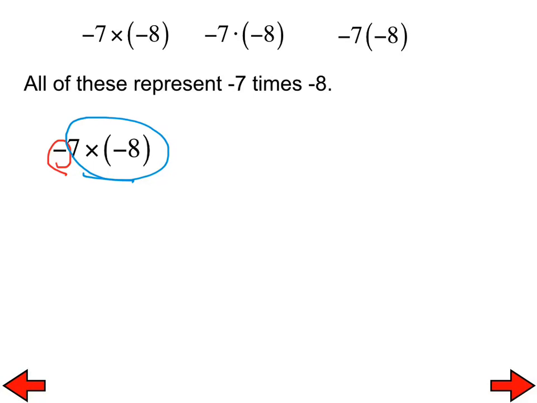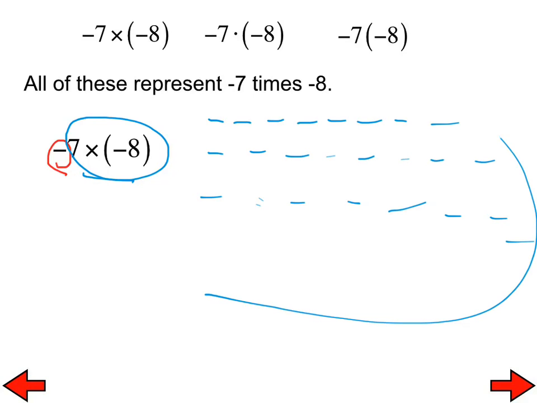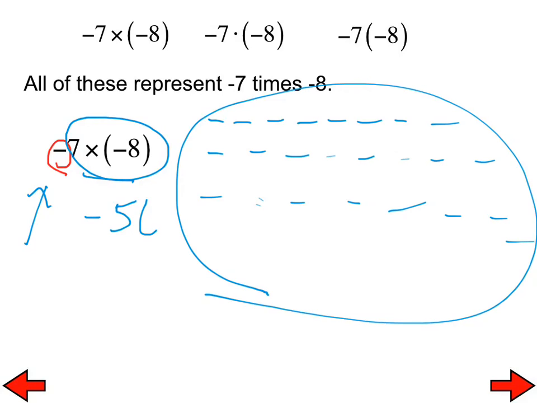So it's here that you have to decide what works best for you. You might think 7 groups of 8 negatives. 1, 2, 3, 4, 5, 6, 7, 8. There's one group. 1, 2, 3, 4, 5, 6, 7, 8. And so on. If we did that, by the way, anybody have any idea how many negatives we would have right here? 56 of them. So we're going to find the opposite of negative 56.